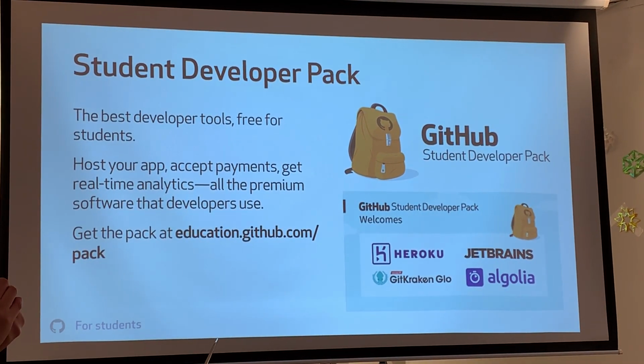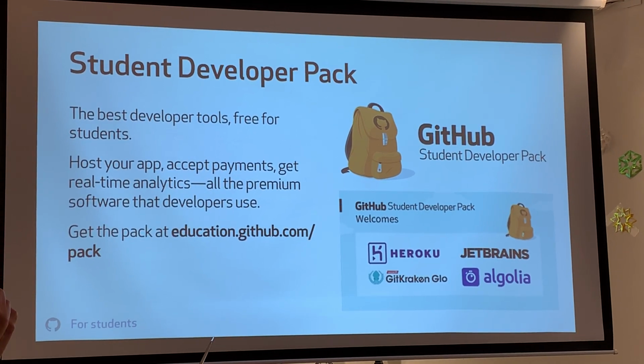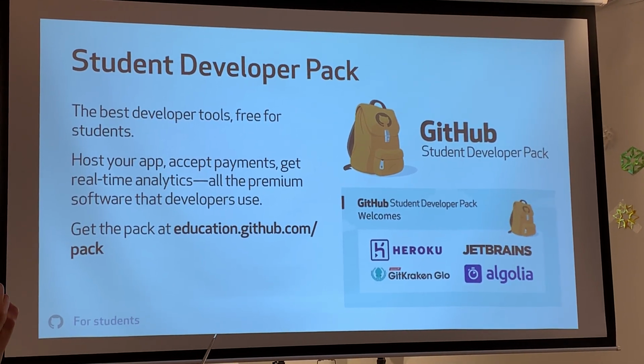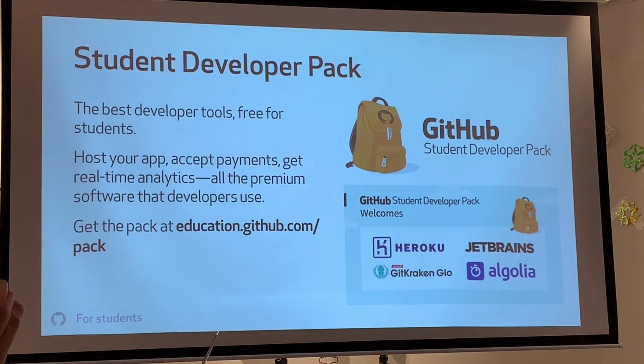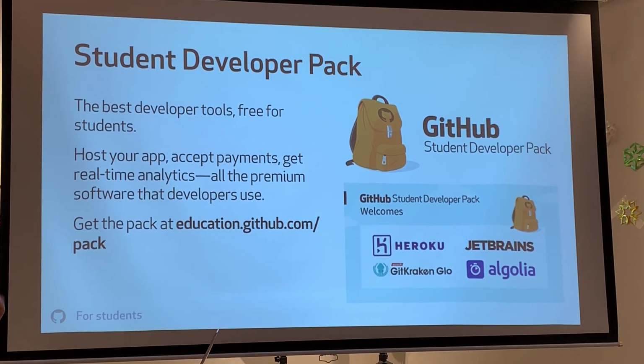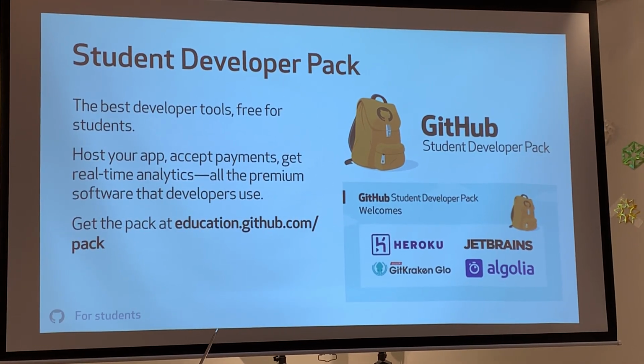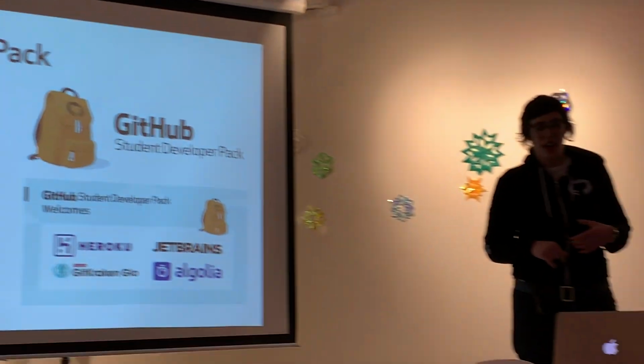The cornerstone of our program is called the Student Developer Pack. The Student Developer Pack is the best developer tools on the market, and they're free for students. So that's Stripe, Namecheap, Heroku's a partner, and it's eligible to anyone who is 13 years old or older in a degree or certificate granting program. And that's really unique. That's worldwide. So anyone can get it. You just have to apply, say you're a student, and then you get $13,000 of free software.